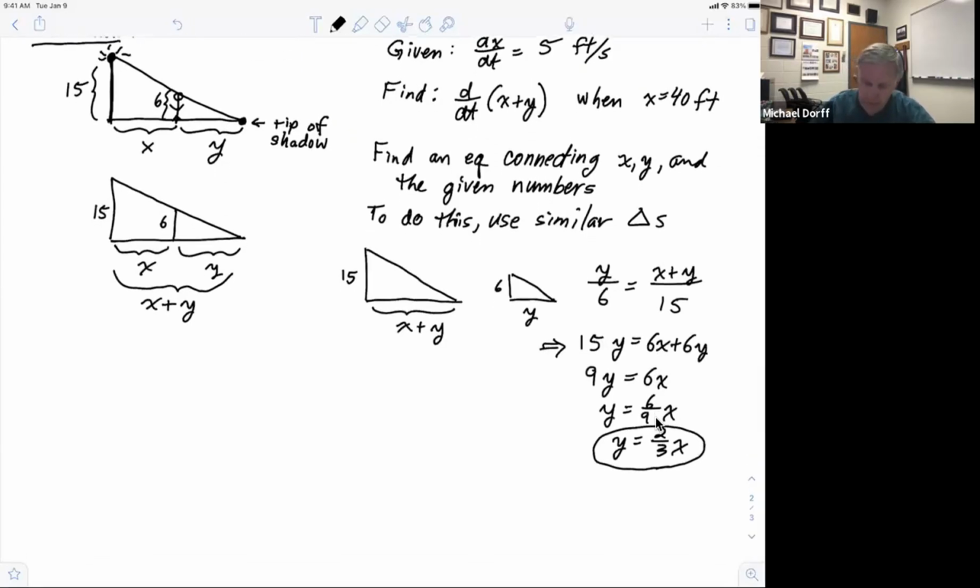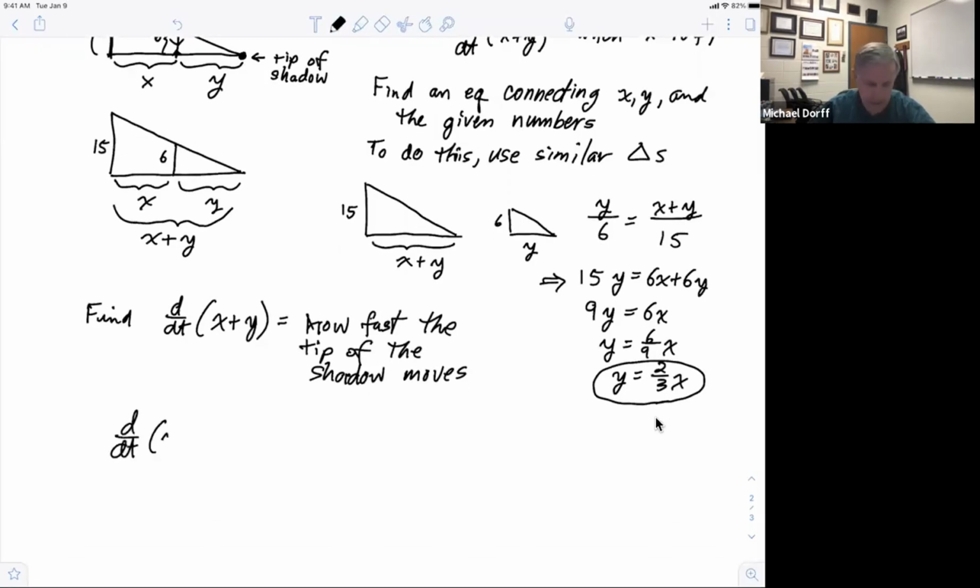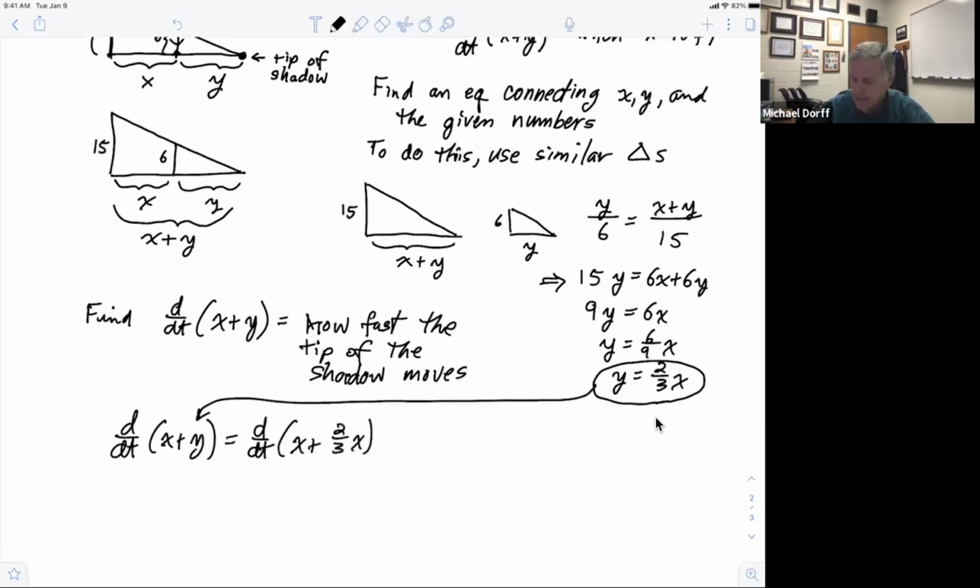All right, so now we want to find d/dt of x plus y, how fast the tip of the shadow moves. I'm going to use now the fact that y is 2/3 x to get d/dt of x plus 2/3 x, which is going to give me 5/3 x. And when I take that derivative, I get 5/3 dx/dt.